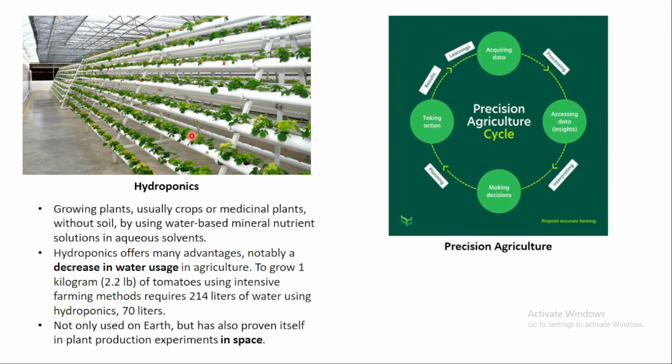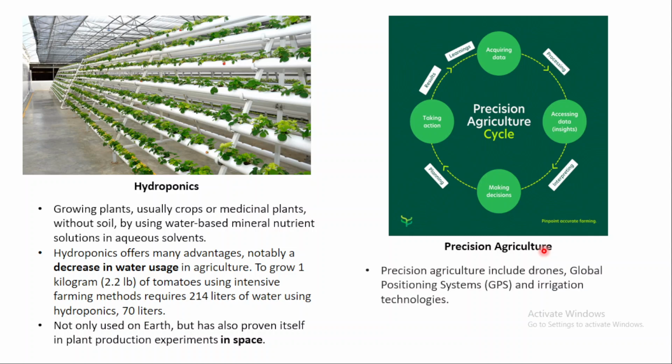And the next method is precision agriculture. Now, what do we mean when I say precision agriculture? Precision agriculture includes drones, global positioning systems, and irrigation technology. So precision agriculture means we precisely acquire data of all the crops and the type of soil. Individually, we process the data. Then accessing the data, we make decisions to individually improve the crop and take action. So it's a more planned and more organized way of doing agriculture. So each and every crop has different requirements.